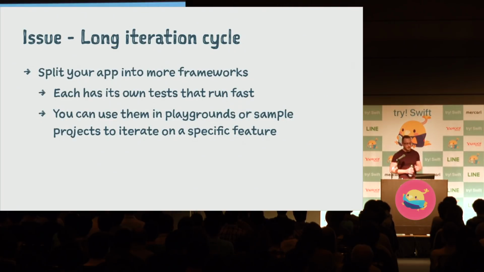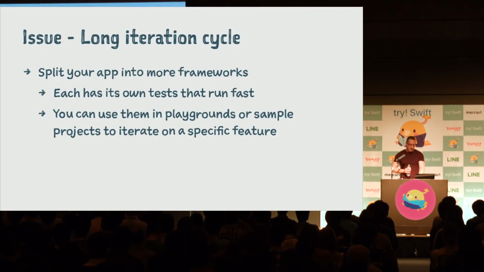So the easiest way to improve Swift build times is to use separate frameworks for different app modules. Not only does it improve your build times, but it also improves your interfaces and forces you to create a better public API design. When you have smaller frameworks, each of them can have fast-running unit tests that only need to rerun when the code changes. And that, in fact, significantly improves your TDD workflow. Those frameworks can also be used with playgrounds or sample projects to iterate over functionality or UI.